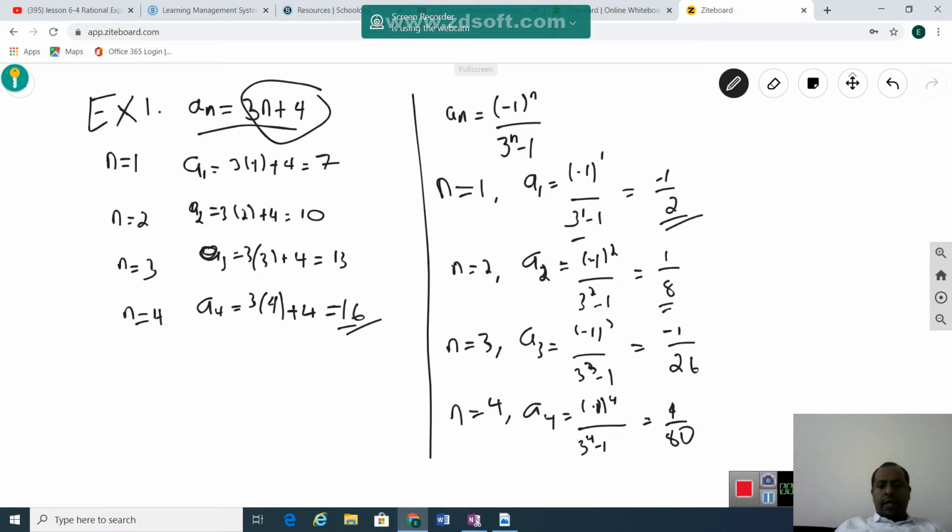So this is example 1. Then please go to your textbook and practice checkpoint 1. Okay, then I will directly move to example 2.